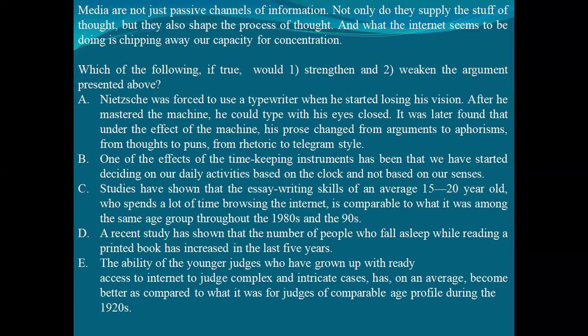So you have the passage above, a very short passage, and the question asks which of the following, if true, would one strengthen and two weaken the argument presented above. There are five options A, B, C, D, and E. One of these will strengthen, another one will weaken, and the remaining three will be eliminated.